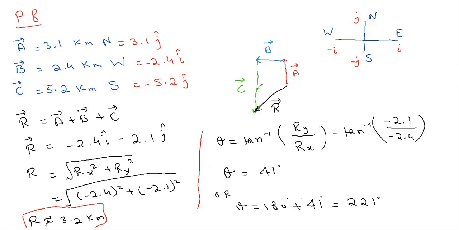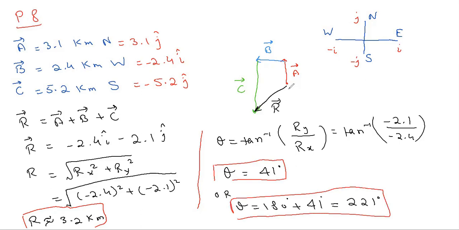Pardon me if I forgot to write these degree signs. So this will be our answer, and this will be our answer. And this is also our answer. Let me just box it. So this is problem number 8.